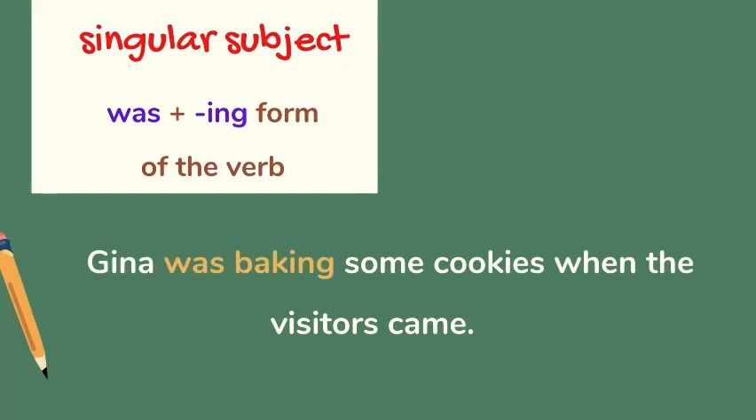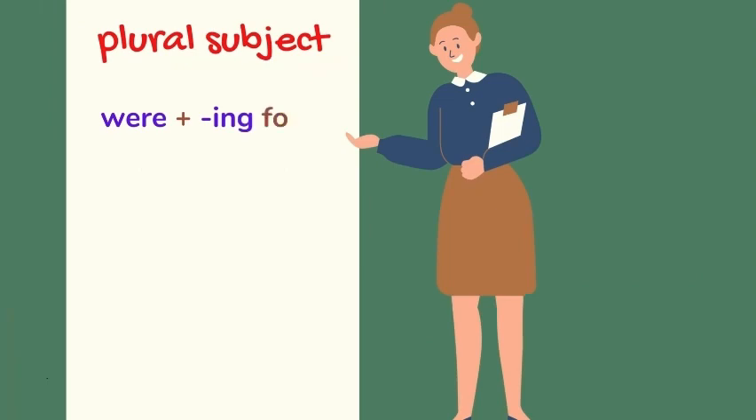Another example, we have Gina was baking some cookies when the visitors came. So here, the doer of the action was baking would be Gina. So Gina is considered to be a singular subject. So it should be paired with was, and your verb should end with ing. So that's why you have there was baking. Let's continue.